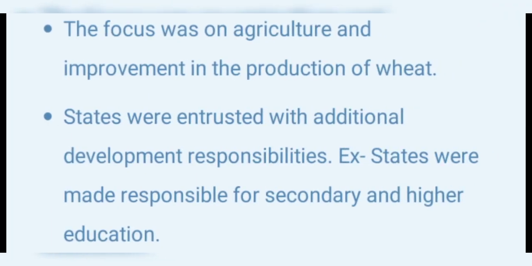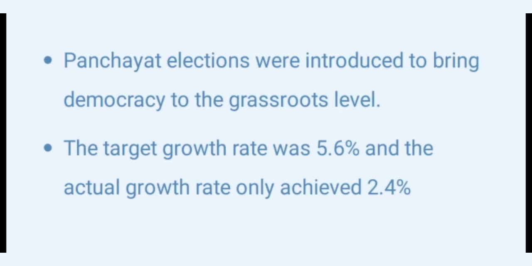The focus was on agriculture and improvement in production of wheat. The states were entrusted with additional development responsibilities. For example, states were made responsible for secondary and higher education. Panchayat elections were introduced to bring democracy to the grassroots level. The target growth rate was 5.6 and the actual growth rate was only 2.4.